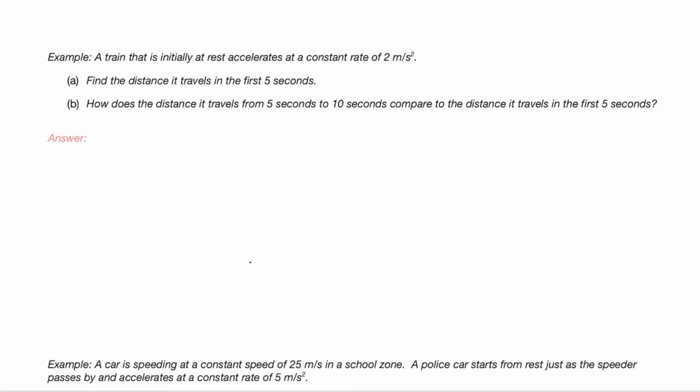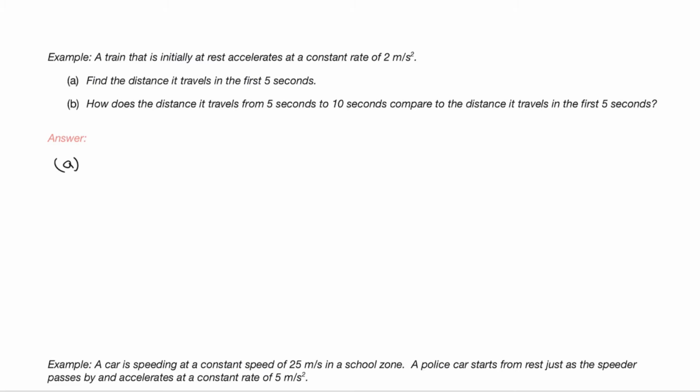This next example will show us how to use the kinematic equations in a situation that's a little bit less straightforward. To begin, we need to find the distance this train travels in 5 seconds. So we'll go ahead and write down our kinematic equation, and we'll use the first one because what we're given is time and we're trying to find position, which will lead us to distance.